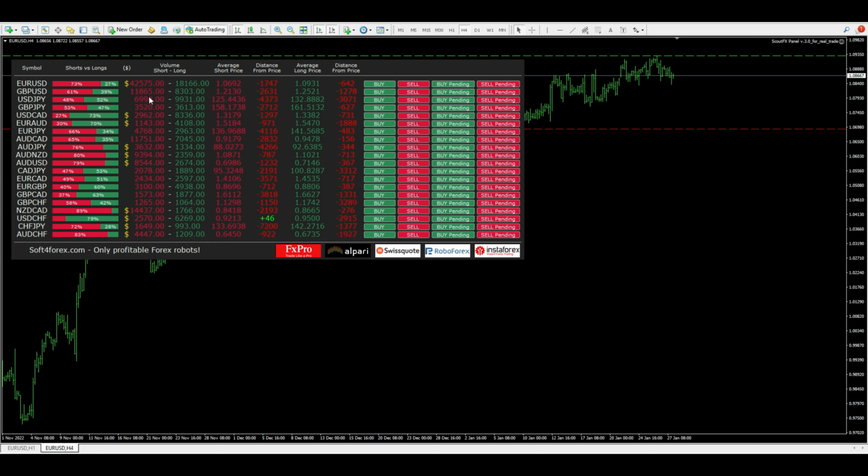We see that now the market is dominated by the mood of traders who want to sell this pair by 73%. Accordingly, we expect traders to shift the current quote into a downward movement. In the line of the panel for the euro against the US dollar, we see the volumes of open positions in lots for sell and buy.